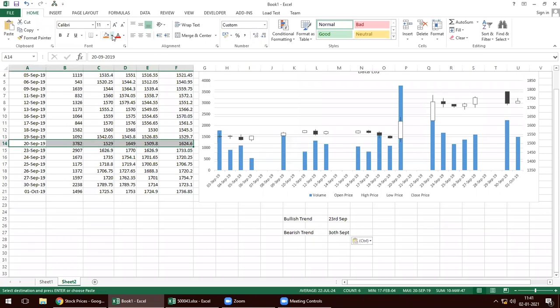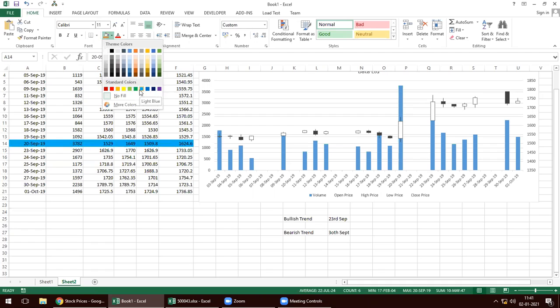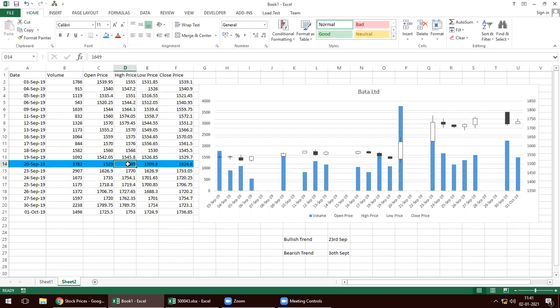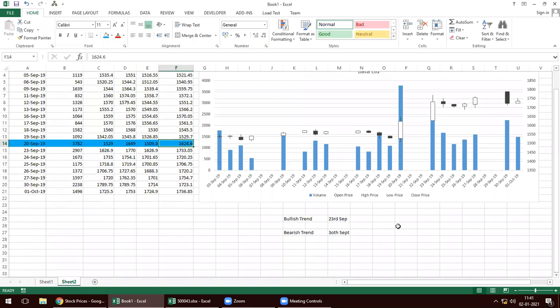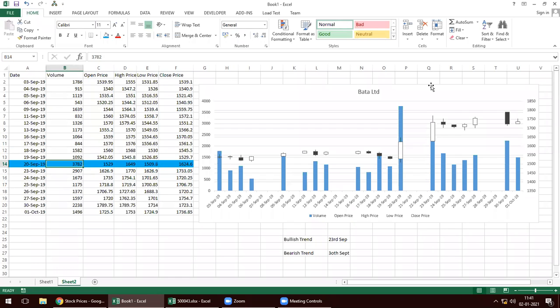What happened on that date? On 20th September, the opening price is 1529. Then the high price went to 1649. The low price is 1509, heavy down. But it ends at 1624. And its volume is also 3782. That is why you can see the volume is high. This date is a riskier date, with heavy volatility.